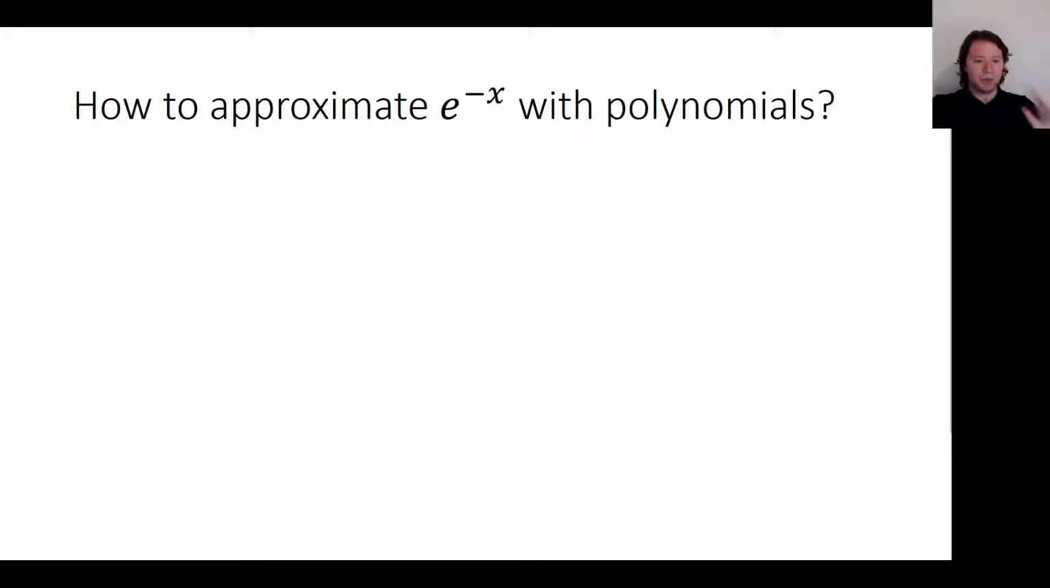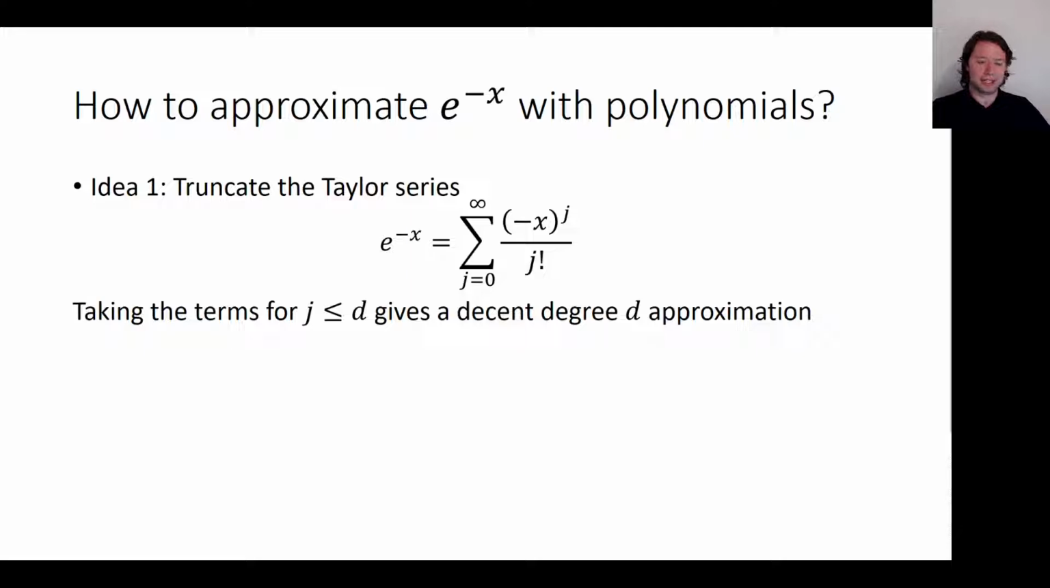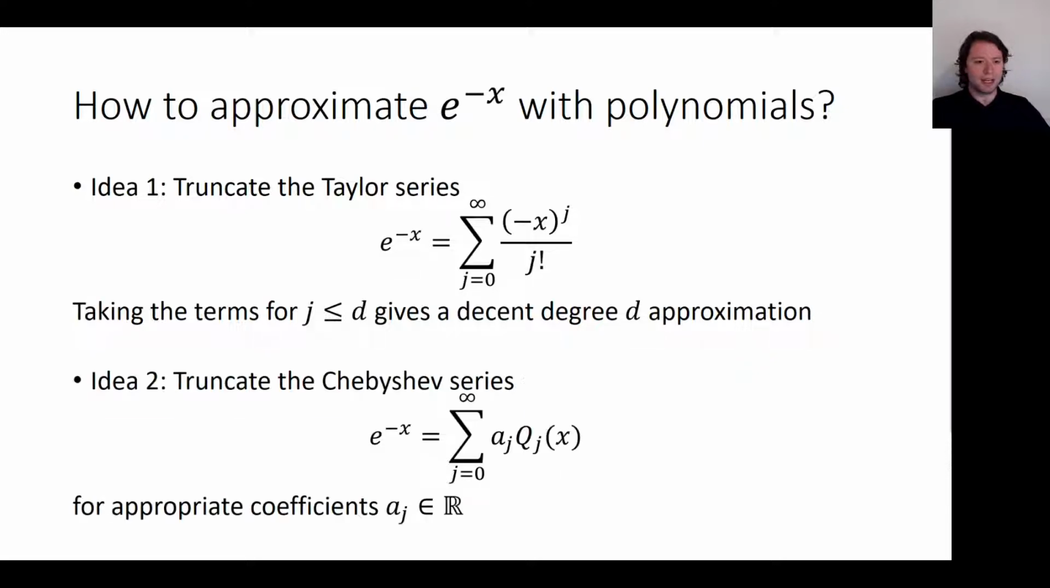So how would you approximate e to the minus x with polynomials? The first idea you might have is to truncate the Taylor series. So you can write e to the minus x as a Taylor series like this. And if you take just the terms of degree at most d, this gives a pretty decent degree d approximation to the function. But it turns out there's a better thing you can do, which is to instead truncate the Chebyshev series.